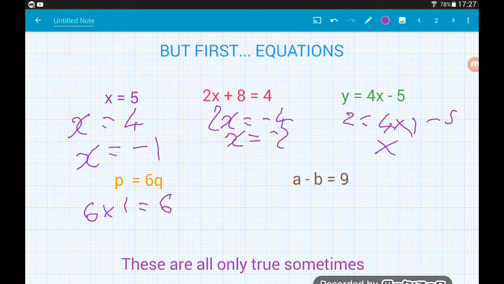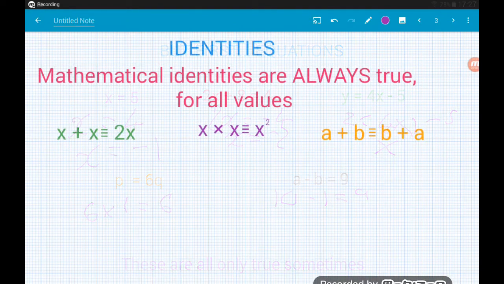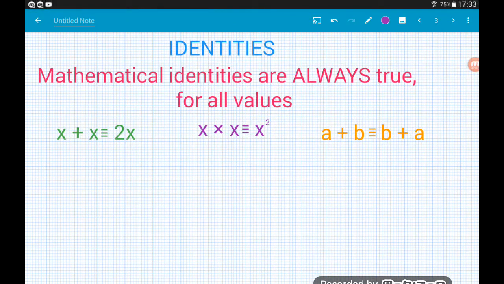Same again down here with A minus B equals 9. That would work if A was equal to 10 and B was equal to 1. 10 minus 1 is indeed equal to 9. Now there would be loads more combinations that we can substitute into that to make it work, but it's not true for every single value that we set A and B. That brings us to identities then, the whole point of this video.